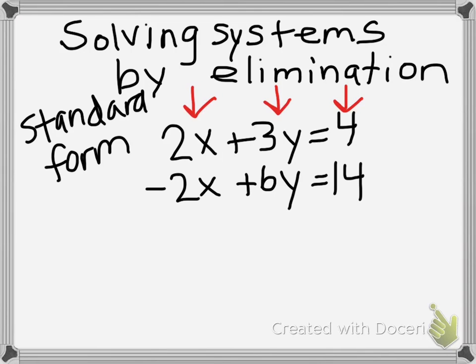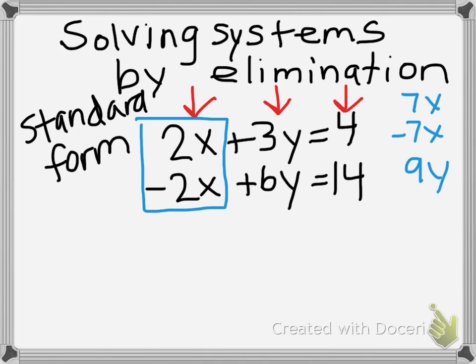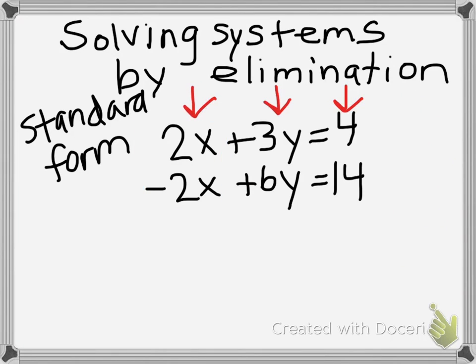If we take a look at our x's right now, we have a 2x and a negative 2x. If I add those together, 2 plus negative 2 is 0, so they would go away. And that's what I want. So some other examples where that would work would be if I had 7x and negative 7x, 9y and negative 9y, 3x and negative 3x. Okay, we can eliminate x's or y's. It doesn't matter which one. It just kind of depends on the equation and what looks like it's going to be easiest. All right, so since we do have our x's ready to eliminate, we can start this right away.